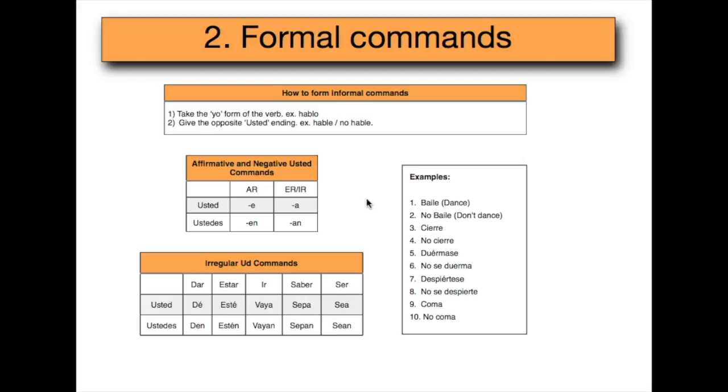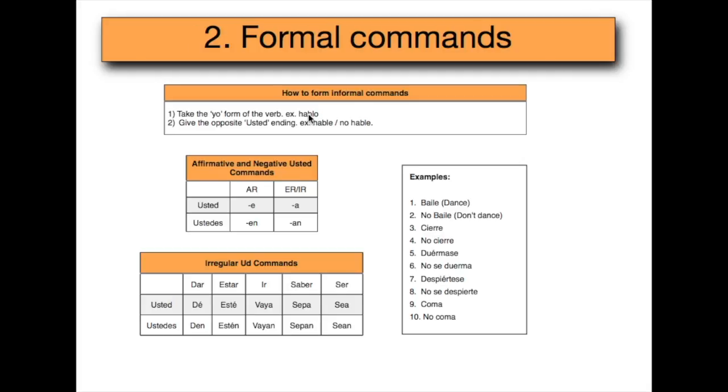All right, so now that we've established that, let's talk about what we do with the verb to convey this idea of formal commands. Okay? So number one, we take the yo form of the verb. Okay? We do this so that we can have the correct form of stem changing verbs. Again, there are always exceptions. However, this will get us the right answer most of the time. So step number one is take the yo form of the verb.